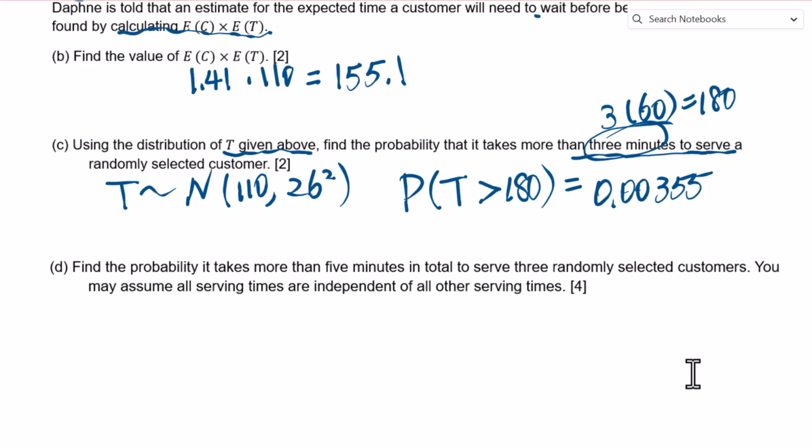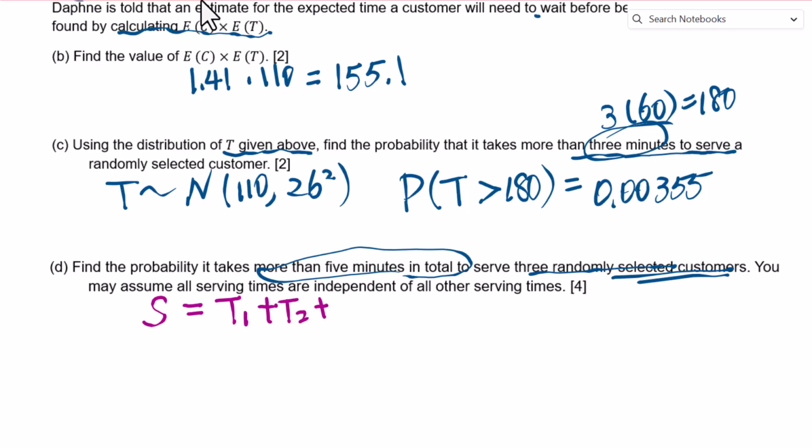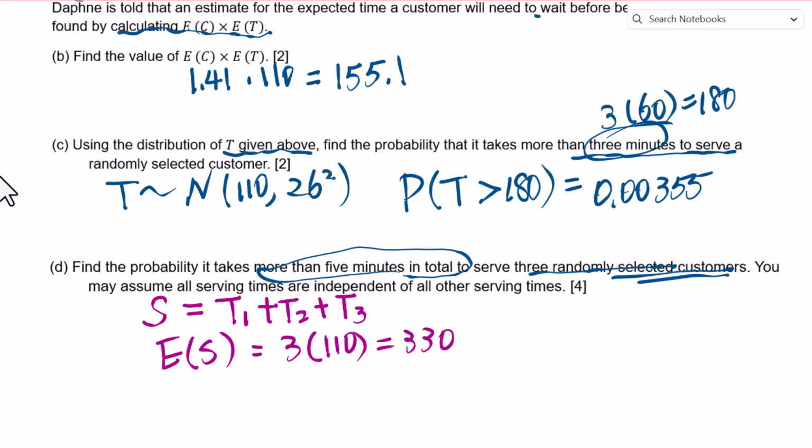Find the probability it takes more than 5 minutes in total to serve 3 randomly selected customers. You may assume all serving times are independent of all other serving times. We will assume S equals T1 plus T2 plus T3. So, E of S equals 3 times 110 equals 330.